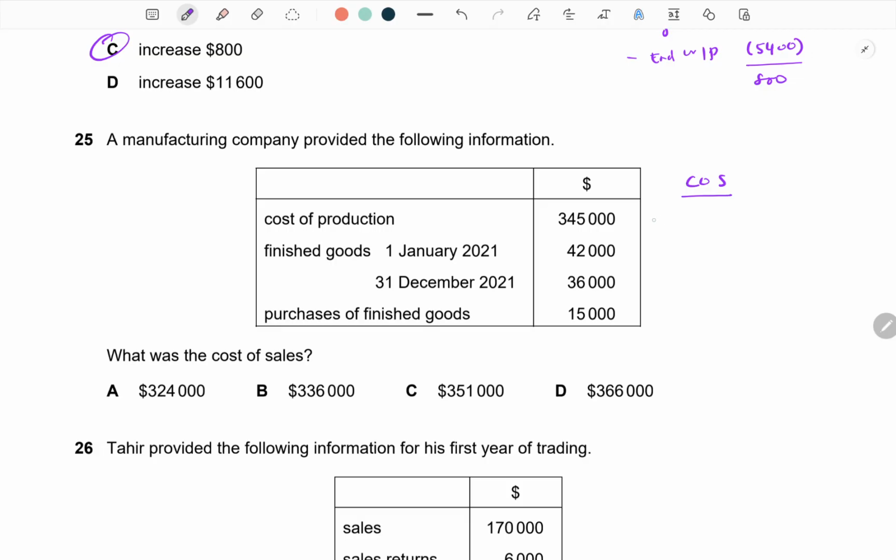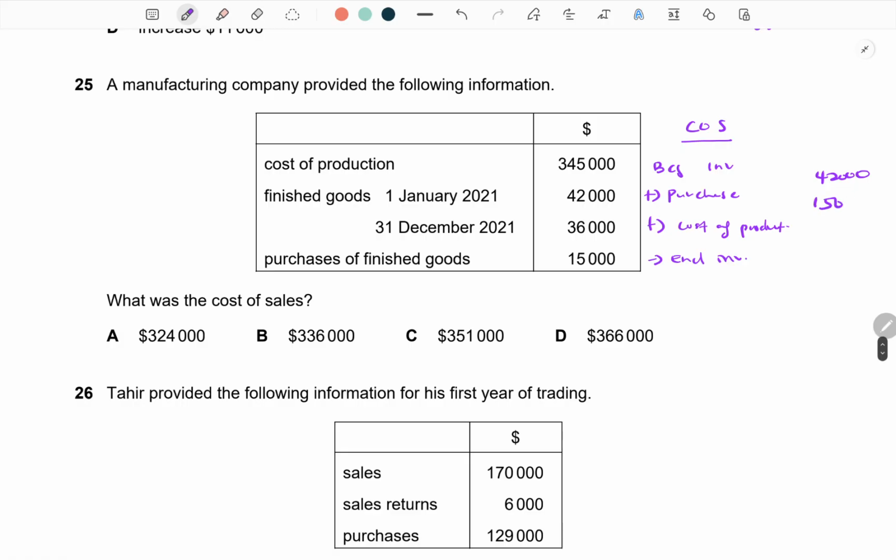Basically, beginning inventory, plus purchase of finished goods if you have, and then plus cost of production, and then minus ending inventory. So beginning inventory is 42,000, plus purchase of finished goods 15,000, plus cost of production 345,000, and minus ending inventory 36,000.